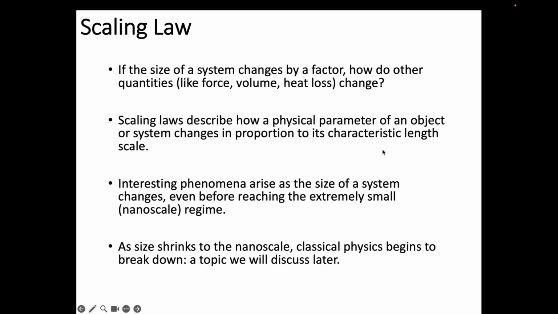Basically, in this topic, we are going to discuss if the size of a system changes by a factor, how do other quantities like force, volume, and heat loss change? We are going to downscale or upscale by a factor, and then see how that influences some phenomena.